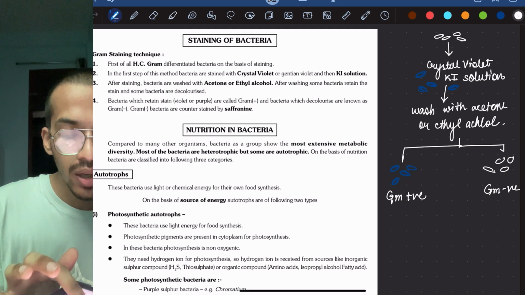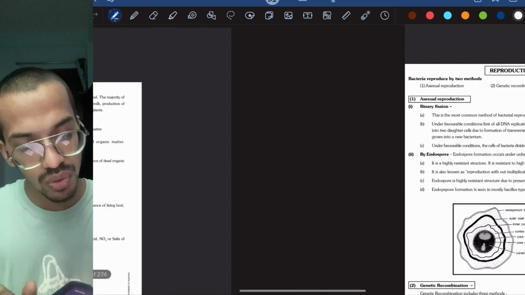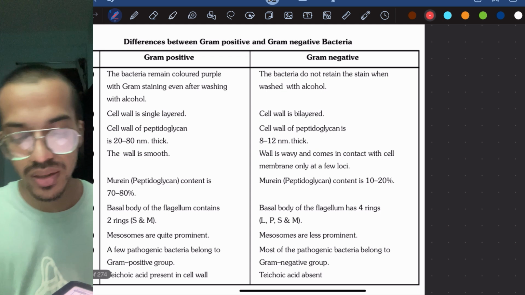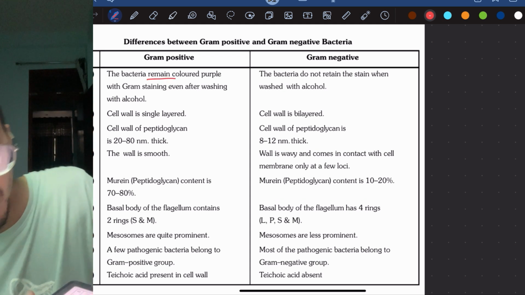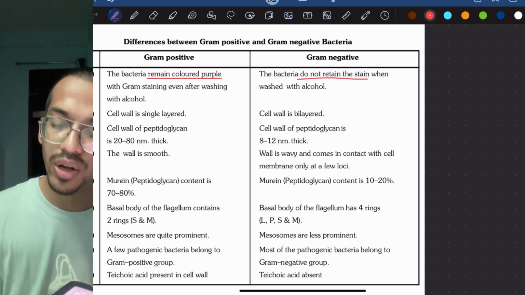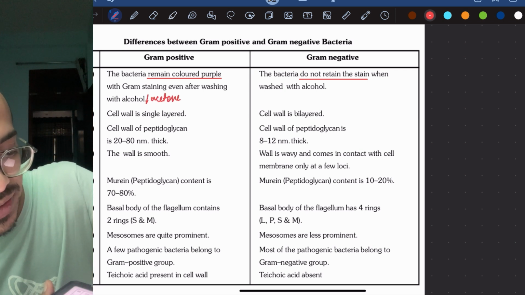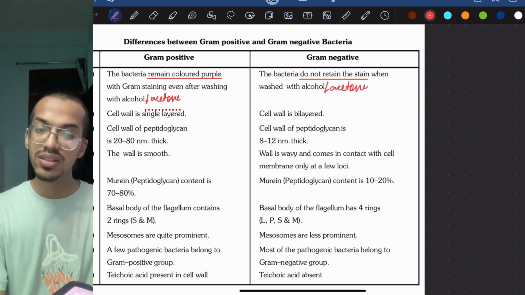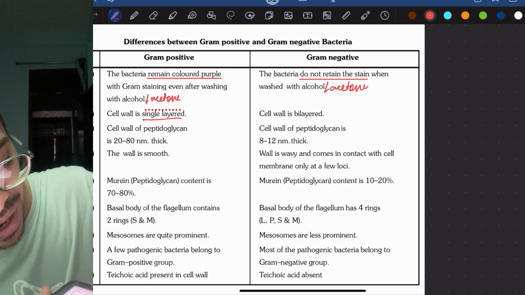Now here we will learn the features of gram positive and gram negative. This is the difference between gram positive and gram negative ones. A gram positive bacteria will retain its what? Purple color. So it remains purple after washing. Whereas gram negative do not retain the stain when washed with alcohol or acetone. Now the gram positive, earlier we said that their cell wall is single, whereas gram negative cell wall is double. So this is single layered, this is bilayer.